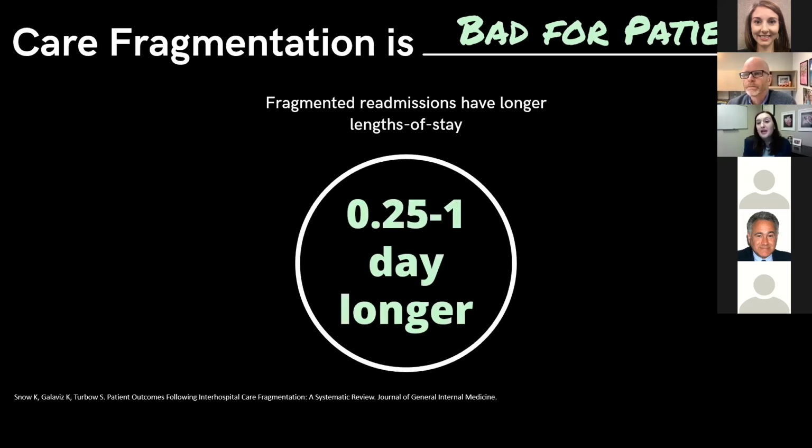In our systematic review, we also had 6 studies that looked at length of stay as an outcome. And again, one challenge was the heterogeneity with which they measured and compared length of stays. But about half of the studies found increased length of stay in fragmented readmissions compared to non-fragmented readmissions. And that ranged from about a quarter of a day to a day longer.